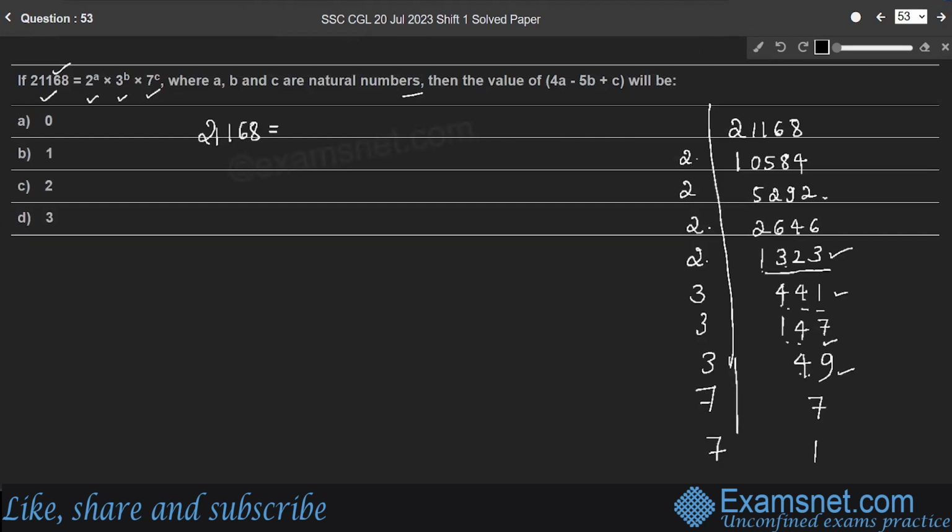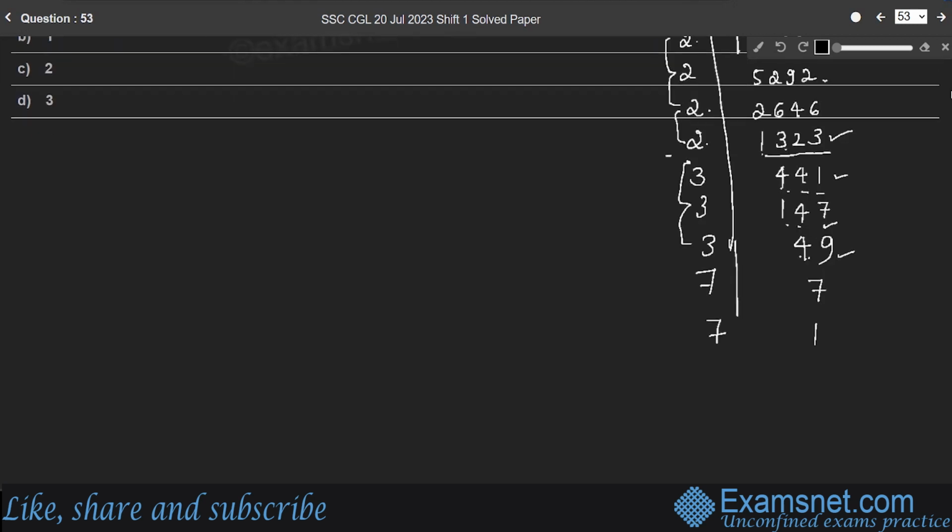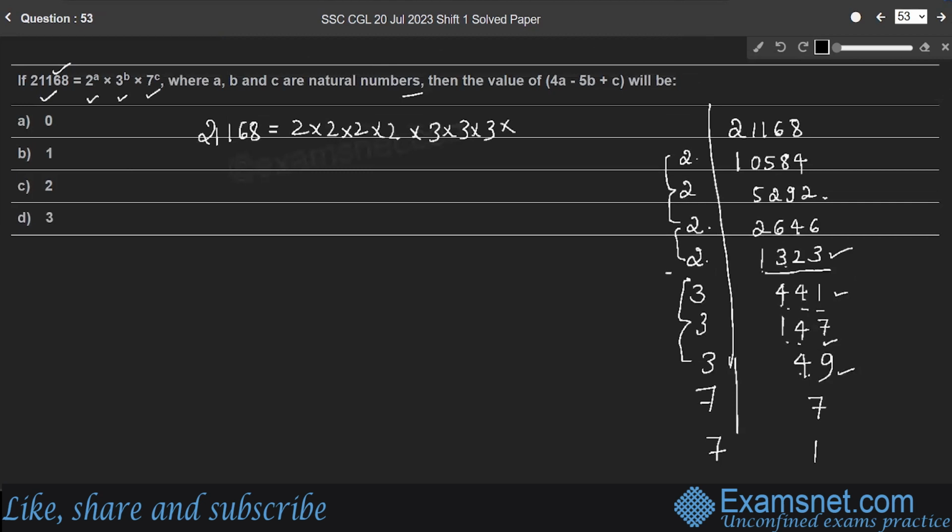Therefore, 21,168 can be written as 2 into 2 into 2. So write all the factors. The product of all these factors: 2 is repeated 4 times, 3 into 3 into 3, the number 3 is repeated 3 times, and 7 into 7. Therefore, the number is equal to 2 raised to 4 into 3 raised to 3 into 7 raised to 2.